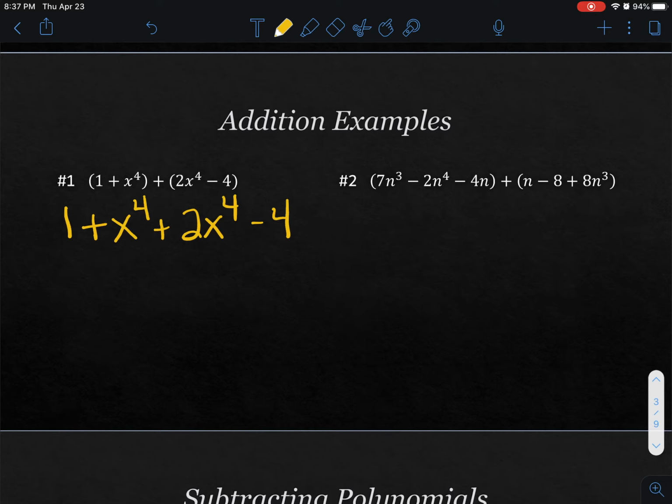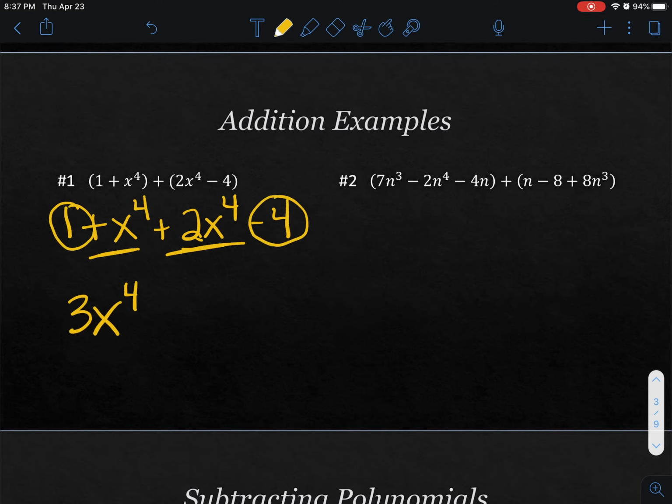So I always start with the terms that have the biggest degree so that my answer is already in standard form. So I'm going to start with the ones that have x to the 4th power. So I have 1x to the 4th plus 2x to the 4th, so I just add my coefficients. So that would be 3x to the 4th. And then I can add 1 and negative 4 together because they're both constants, and that would give me negative 3. So 3x to the 4th minus 3 is my answer.